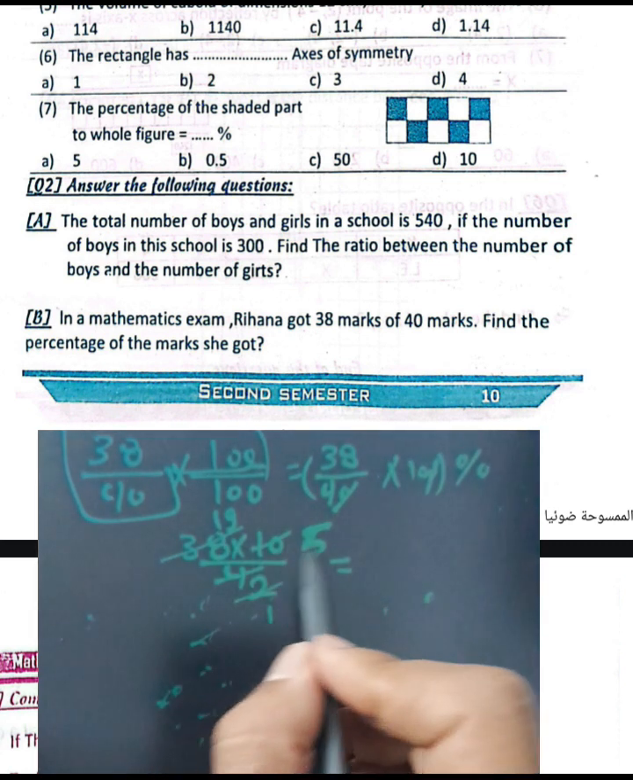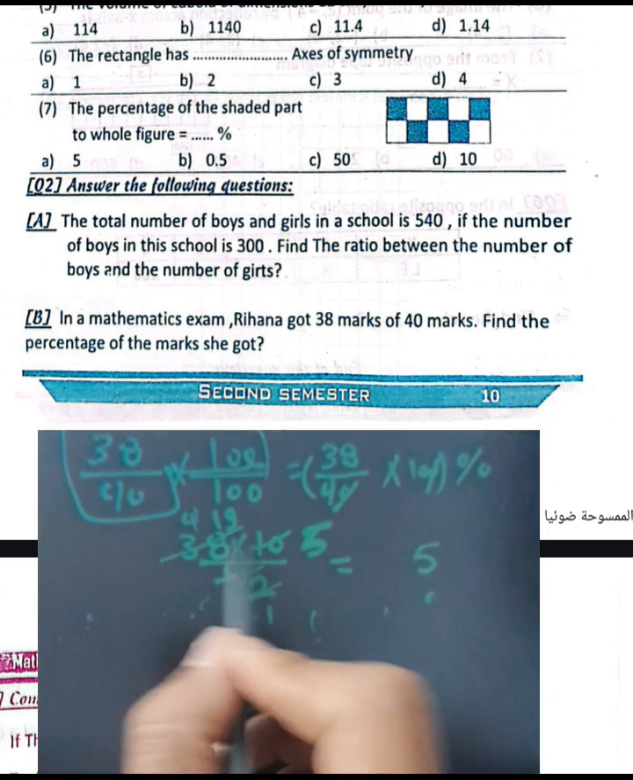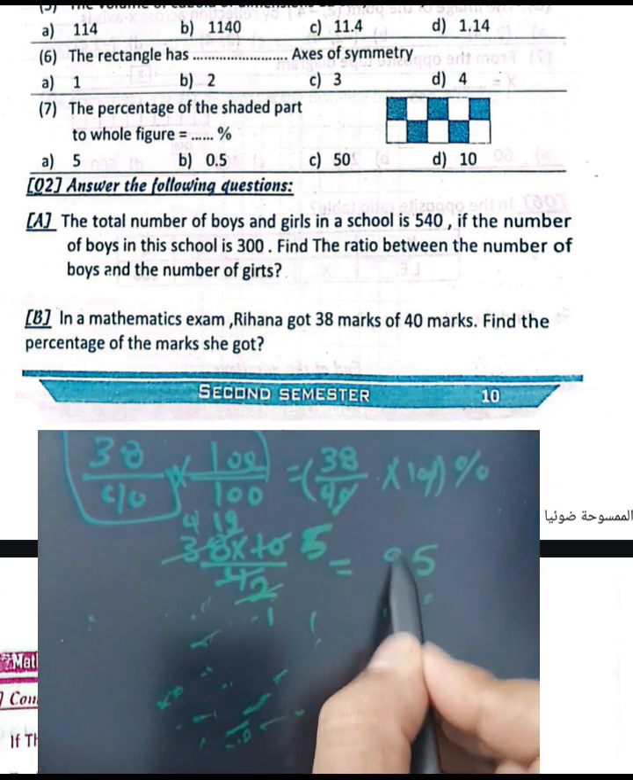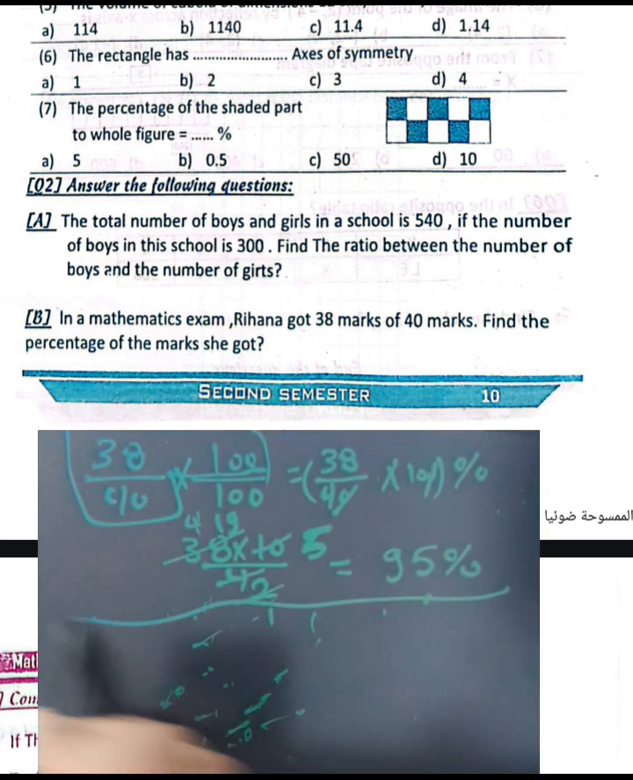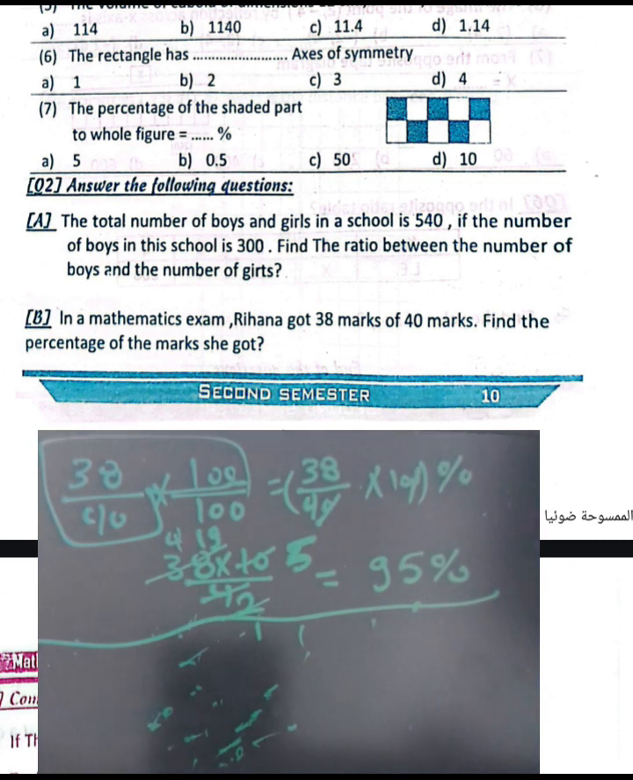19 times 5: 5 times 9 equals 45. Write 5 and carry 4. 1 times 5 equals 5. 5 plus 4 equals 9. Then the percentage will be 95%. Okay, then the percentage of the marks she got will be 95%.